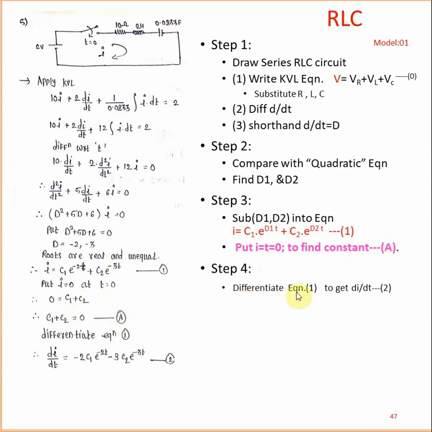Okay, differentiate equation number 1 one time. So di by dt is equal to C1 e power minus 2t times minus 2, similarly C2 e power minus 3t times minus 3. So this is the one-time differentiation. So the fourth step is completed.